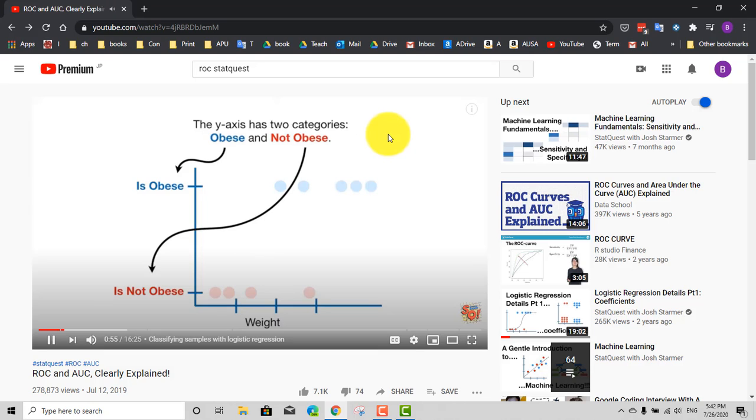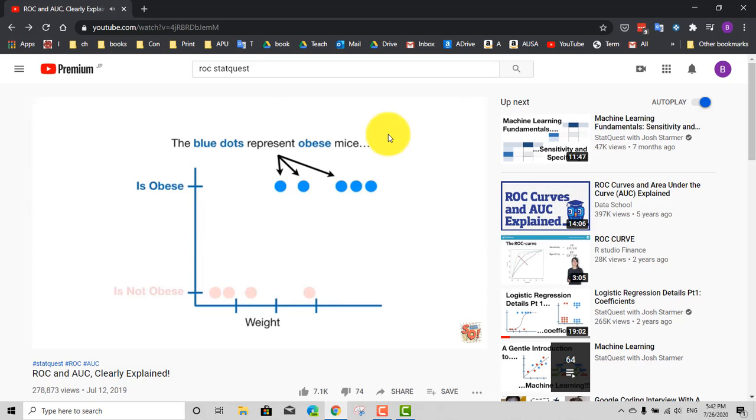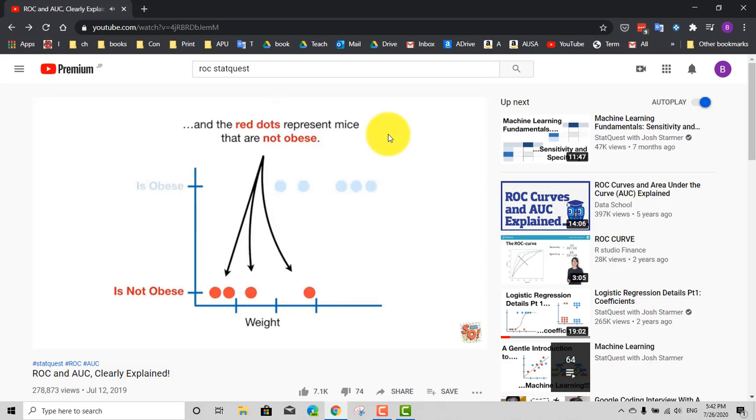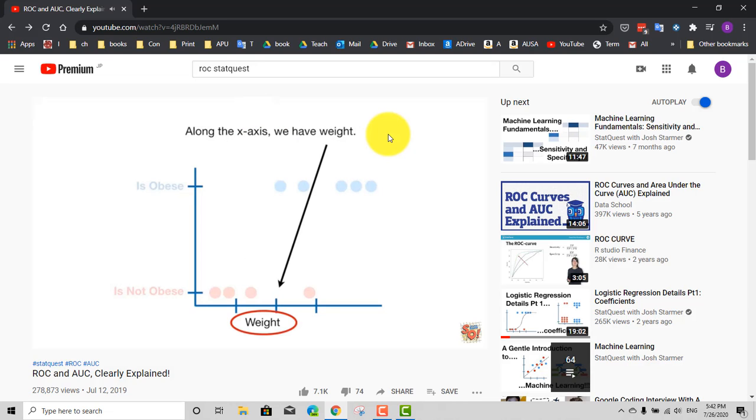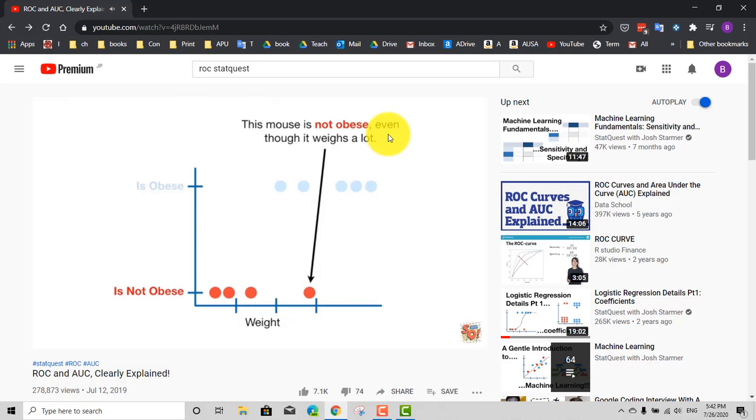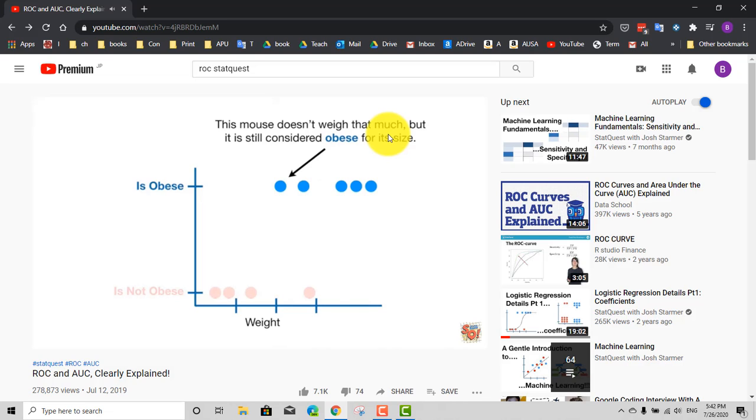The blue dots represent obese mice, and the red dots represent mice that are not obese. Along the x-axis, we have weight. This mouse is not obese, even though it weighs a lot. It must be Mighty Mouse and just full of muscles. This mouse doesn't weigh that much, but it is still considered obese for its size.